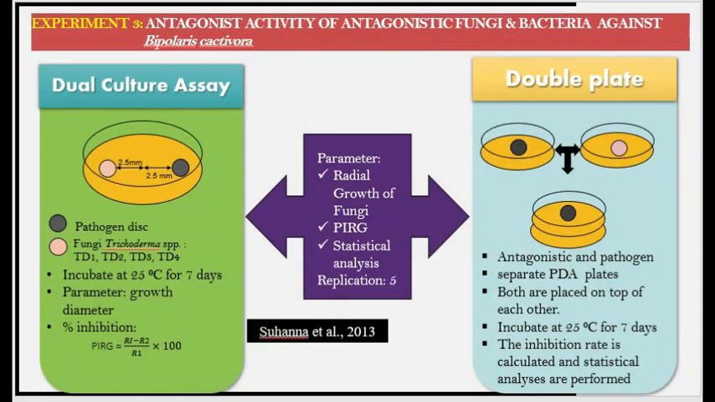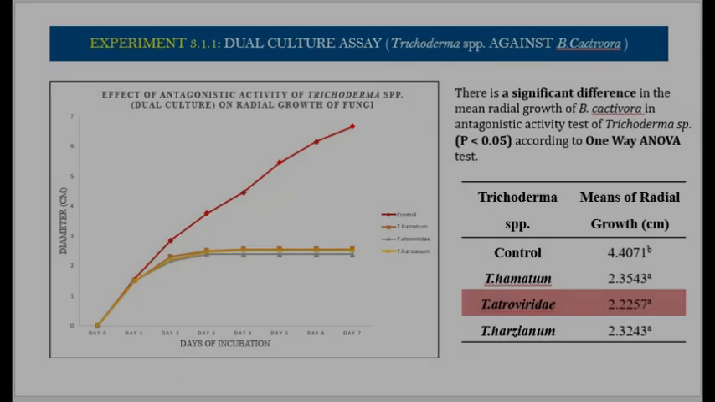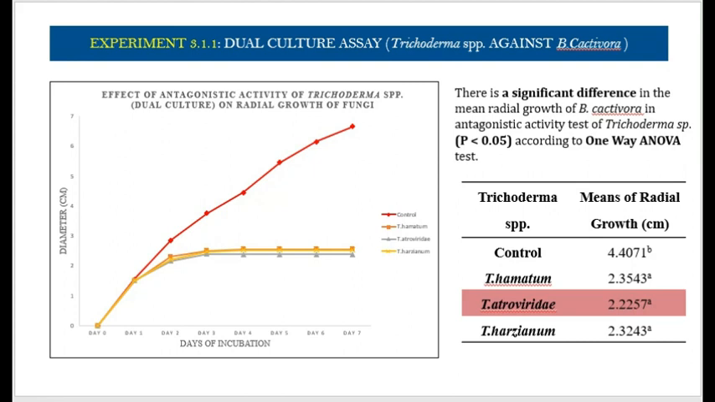In this experiment, we use 2 different methods, which are the dual culture assay and the double plate method. This is the result for experiment 3.1.1. As we can see, there is a significant difference in the mean radial growth of Bipolaris cactivora. The value of P is lower than 0.05 according to the one-way ANOVA test. Based on the graph, they successfully inhibit the growth of the fungus by 50% compared to the control.